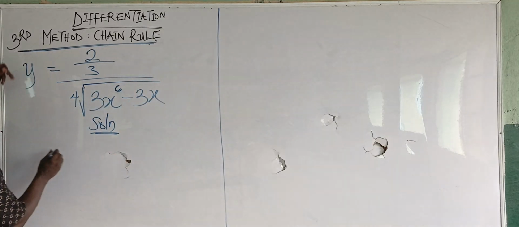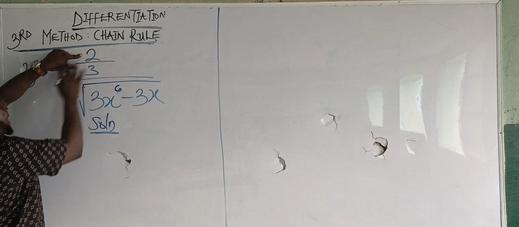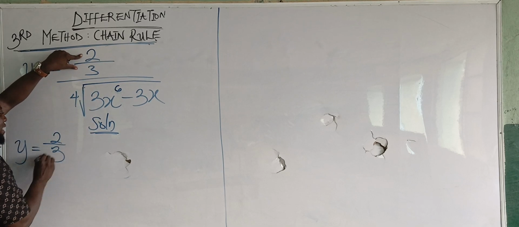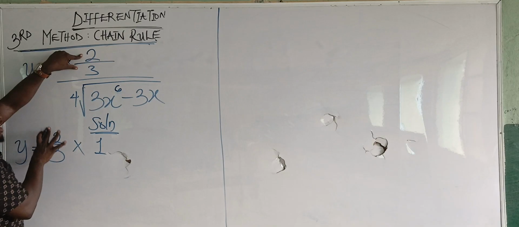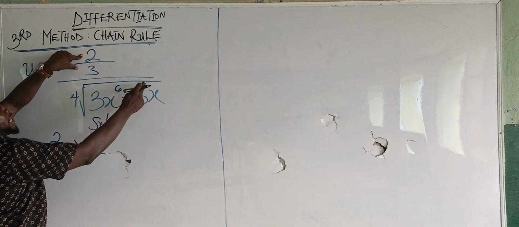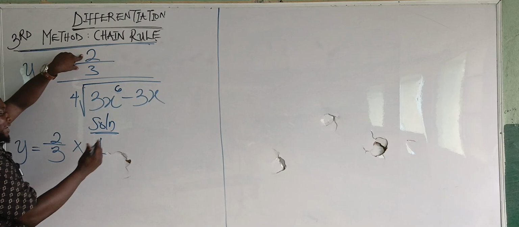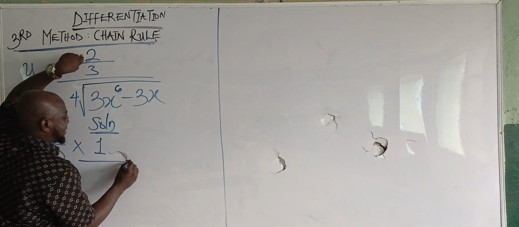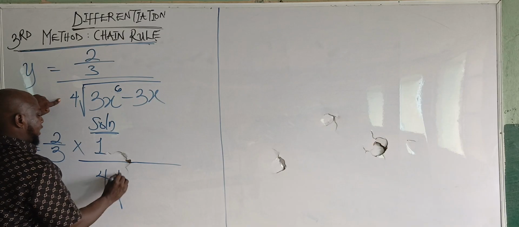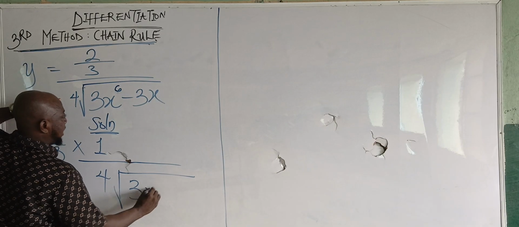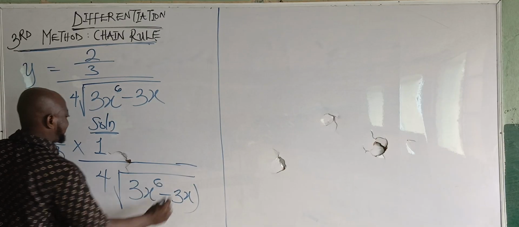So what do we do? I'm going to have my y, and I will take this one out. So this is 2 over 3 times 1 here, guys. The reason is that if you don't do that, you'll not be able to change this divide into minus. So the next thing I'm going to have here is this. All of this becomes 4 into the root. Remember, I told you that we want to remove this root. So this is what I'm having next.